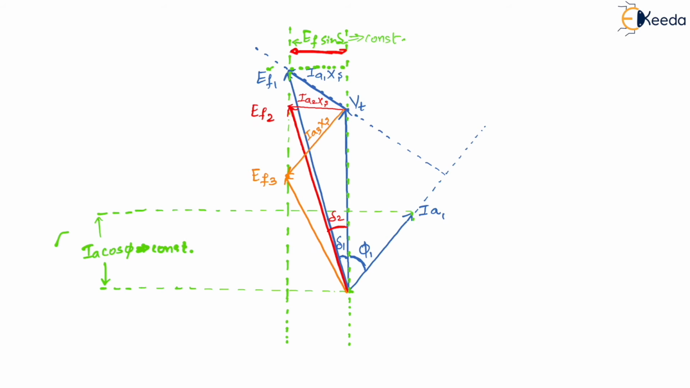Now, what is the angle between EF3 and VT? Definitely, it is nothing but delta 3. So it will increase even more. So this becomes delta 3. This is that angle. Correct or not, sir?